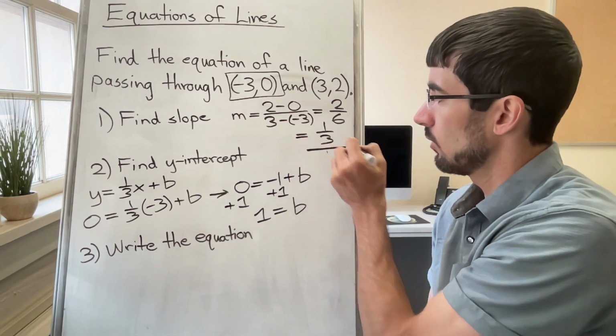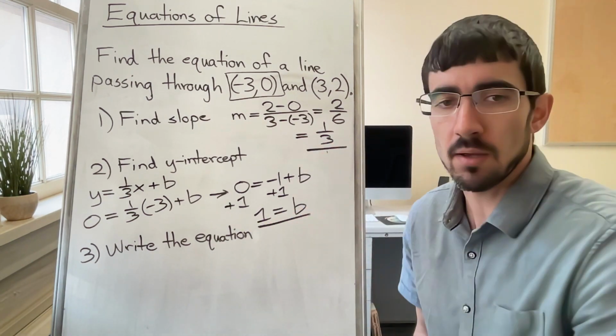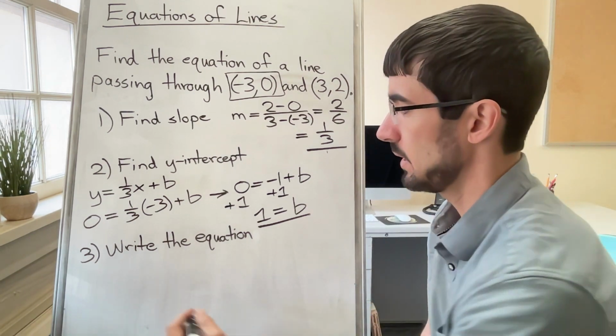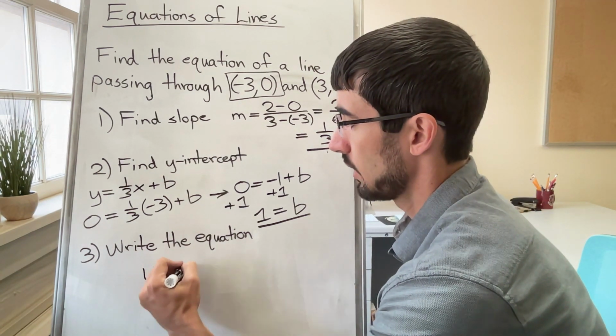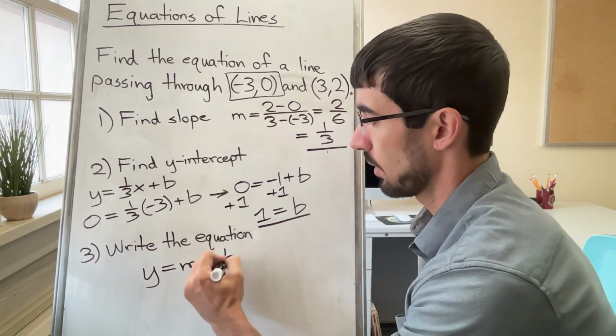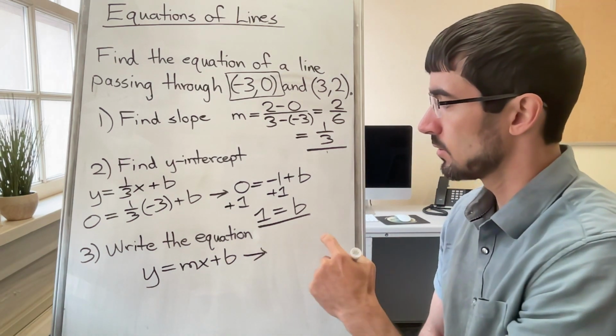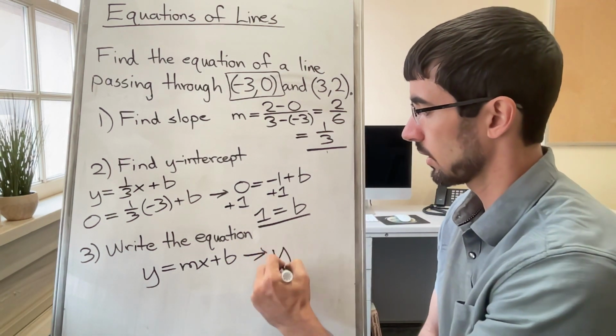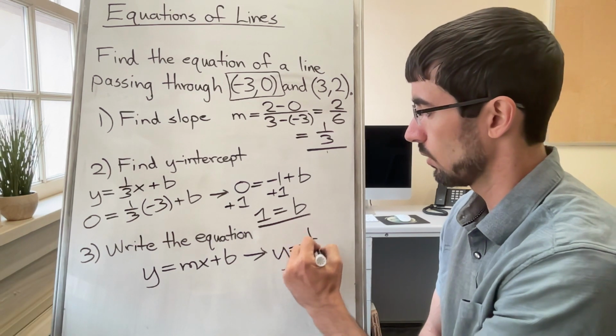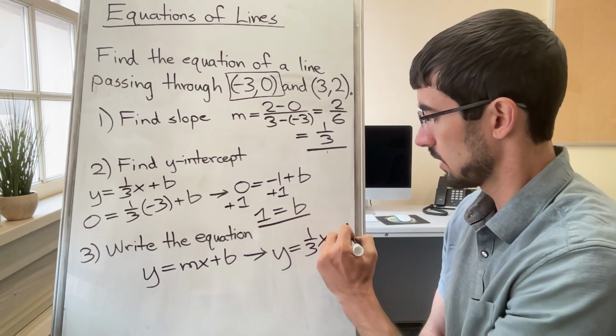So we found the slope, we found the y-intercept, and those are the two important pieces that we need to write the equation of the line. y equals mx plus b in general. So for this specific line, we're talking about the equation y equals 1/3 x plus 1.